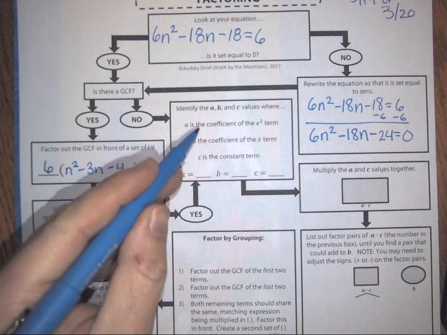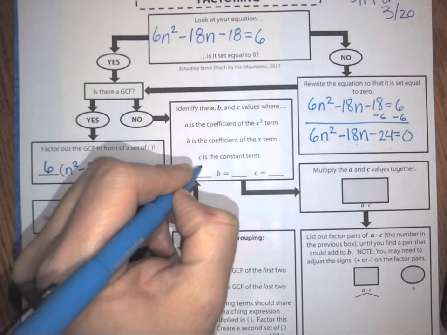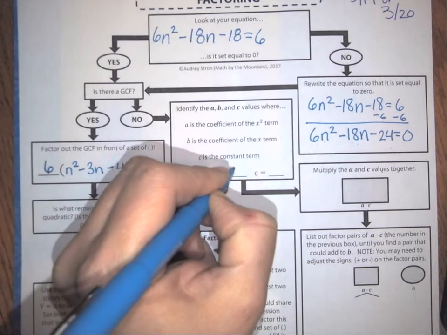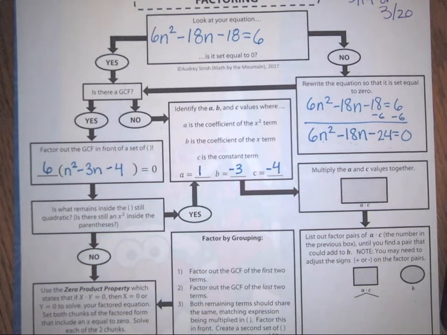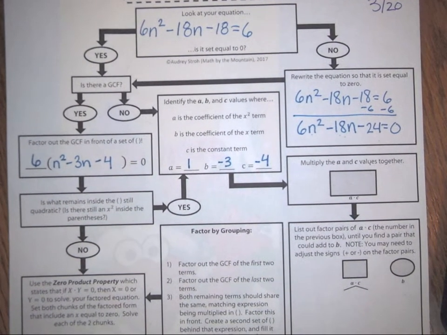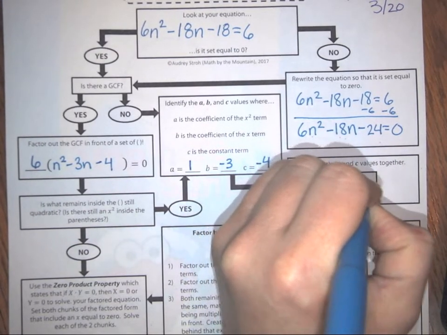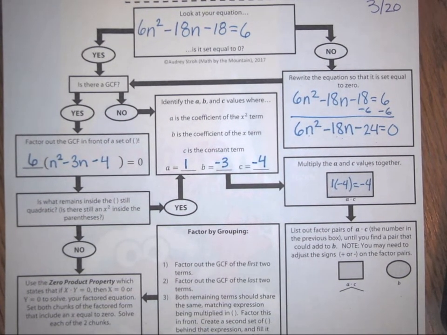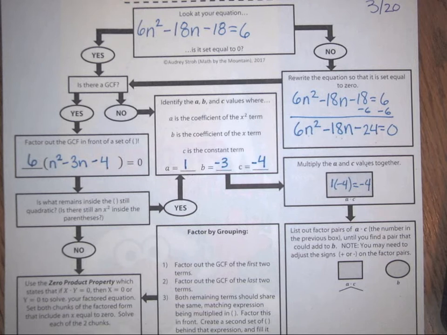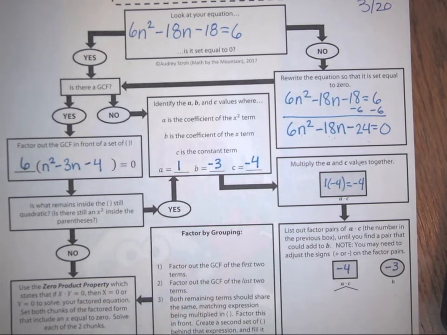So now I'm going to go over here and I'm going to identify my coefficients and my constant. My a coefficient is now 1. My b here is negative 3. And c is negative 4. Following my flow chart, I'm going to multiply my a and c values. 1 times negative 4 equals negative 4. So now I'm going to list out my factor pairs until I find one that can add to my b value. So I'm going to put my b value here.